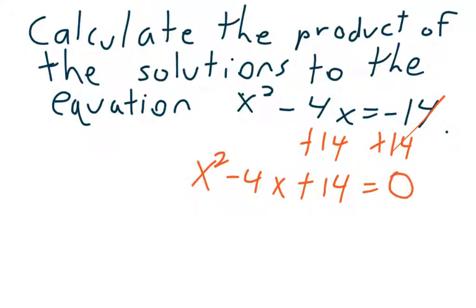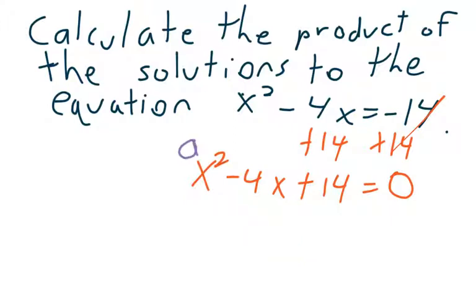Notice that if we try to do the factor tree, nothing works out. 7 and 2 don't have a difference of 4. 14 and 1 don't have a difference of 4. So that's not going to work, so we have to use the quadratic formula.